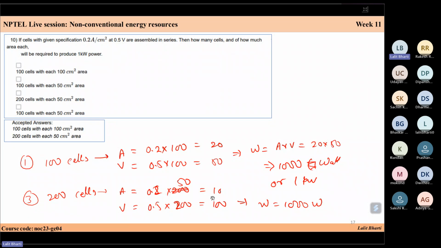In another way, you can take 200 in series and 10 in parallel. So you will get again 1,000. So either make 20 in parallel and 15 in series, or, sorry, 10 in parallel and 100 in series. Just check what options we have: 100 cells and 200 cells. So both can be correct. Okay, so this is done.